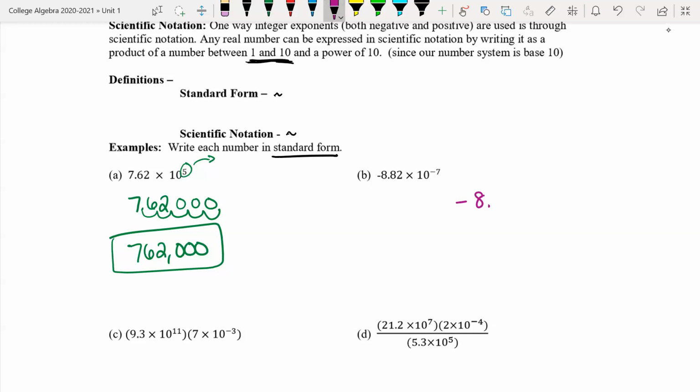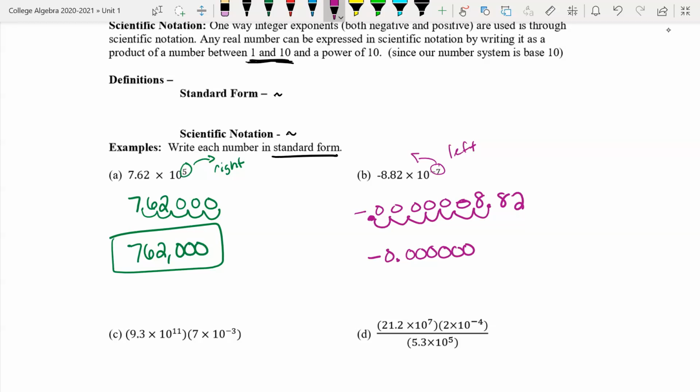Similar with negative, I write out the first part. If I want it in standard form, that means I've got to move the decimal. Negative 7 means to the left. All right, so move it 7 to the left. 1, 2, 3, 4, 5, 6, 7. Okay, don't forget your negative sign out front. So it's negative. There's a decimal here now. 0 point, I have 1, 2, 3, 4, 5, 6 zeros, and then my 8, 8, 2. All right, so that would be standard form.